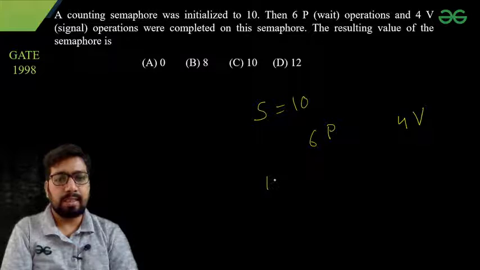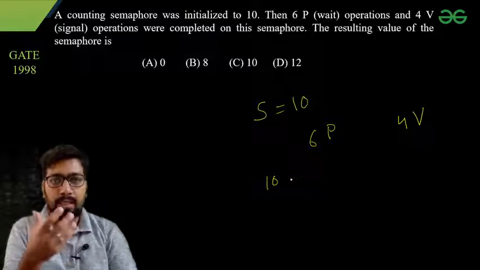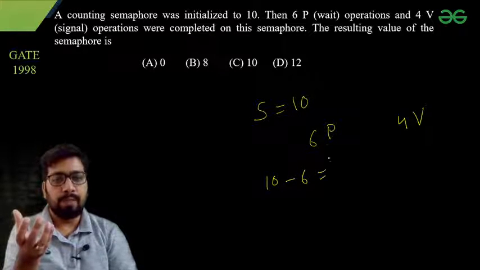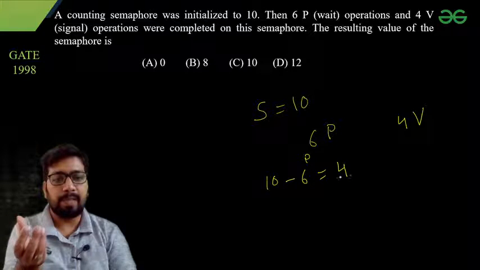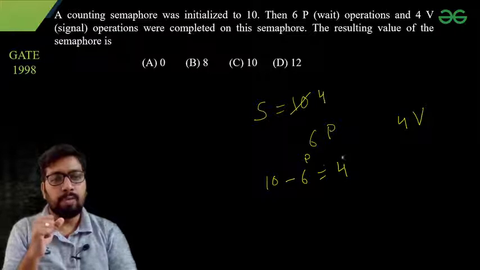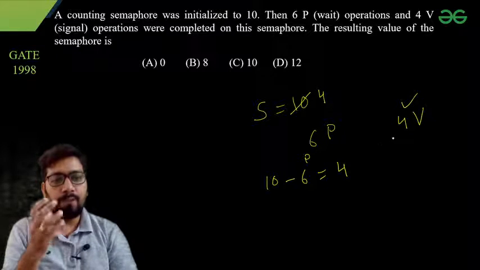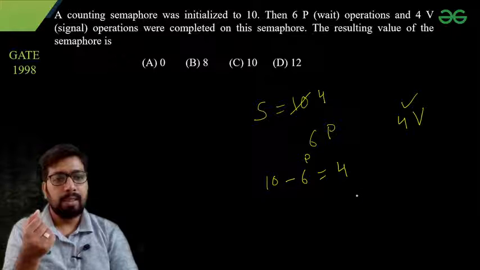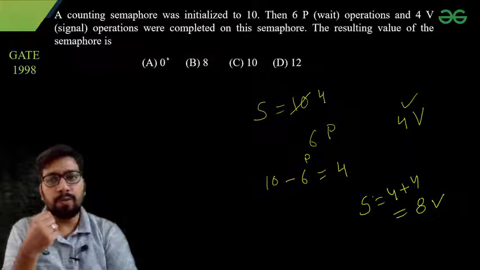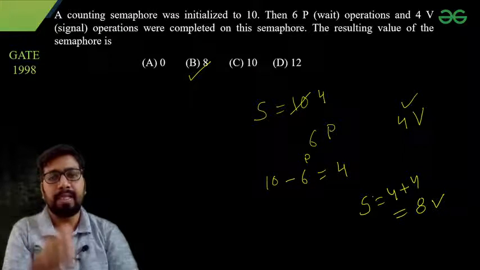It is asking for the resulting value. When we perform the wait operation, it will decrease the value of the semaphore. So after 6 P operations, the value will be 4. Now the semaphore value is 4. But once we apply 4 V operations, that means up operations, S equals 4 plus 4. So the answer should be 8. The final value will be 8, so the answer should be B.